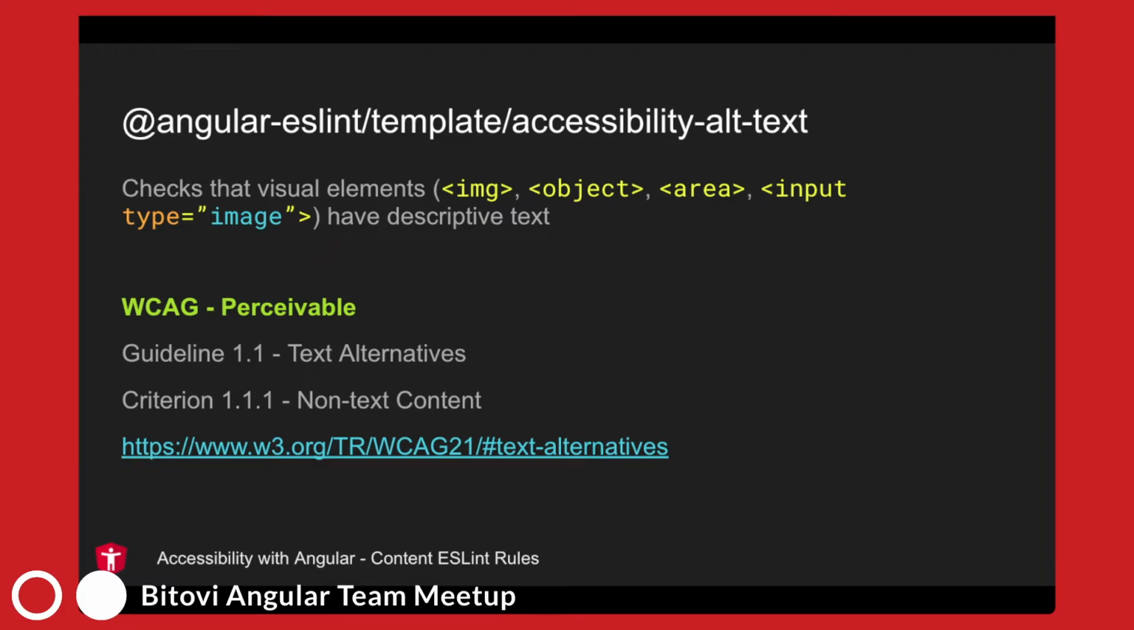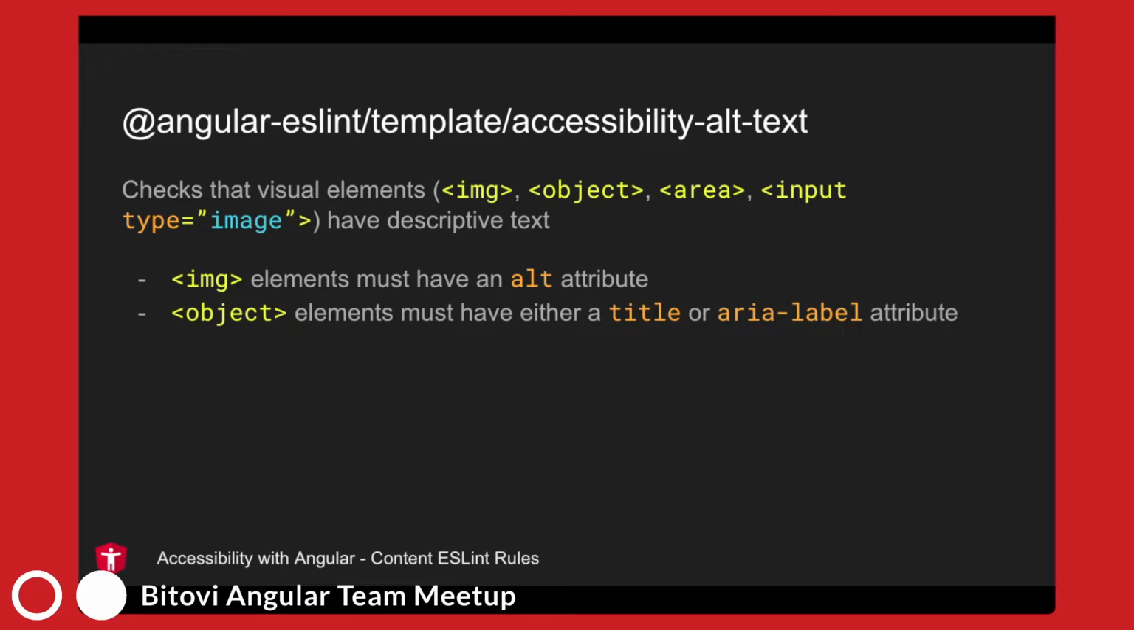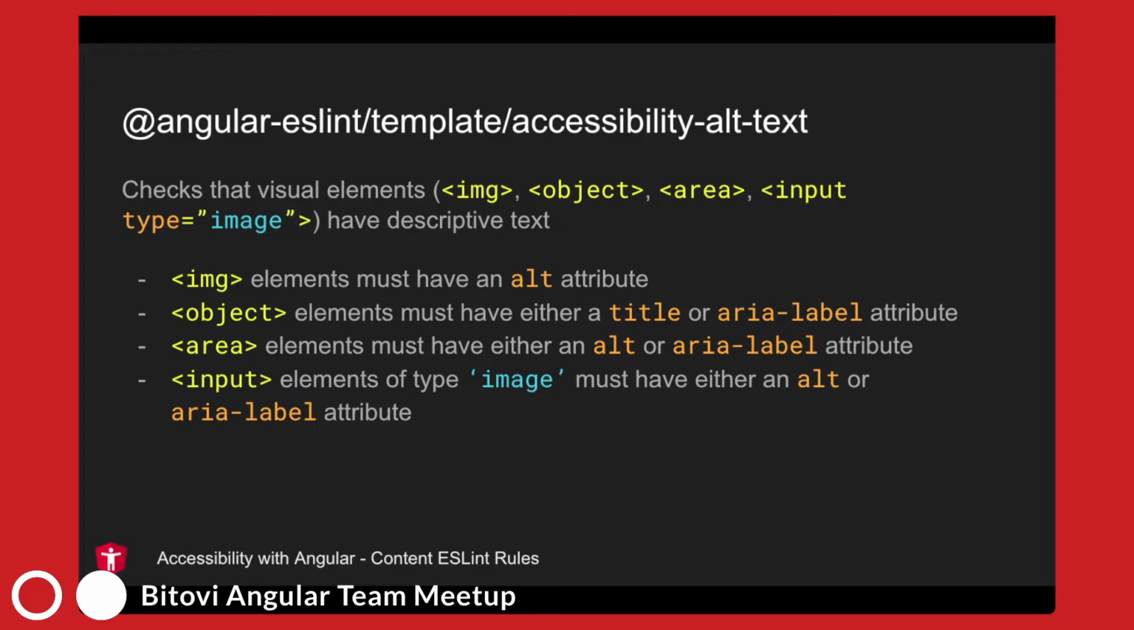It's worth noting that there are cases where a visual element may not need an accessible representation if it's purely decorative or used for some sort of layout-based purpose. So in order to pass this rule, image elements need to have an alt attribute. Objects need to have either a title or an ARIA label attribute. Area elements need an alt or an ARIA label attribute. And input elements of type image need to either have an alt attribute or an ARIA label attribute.